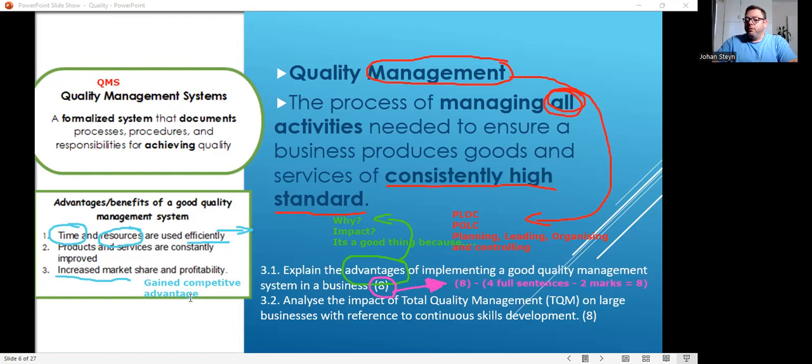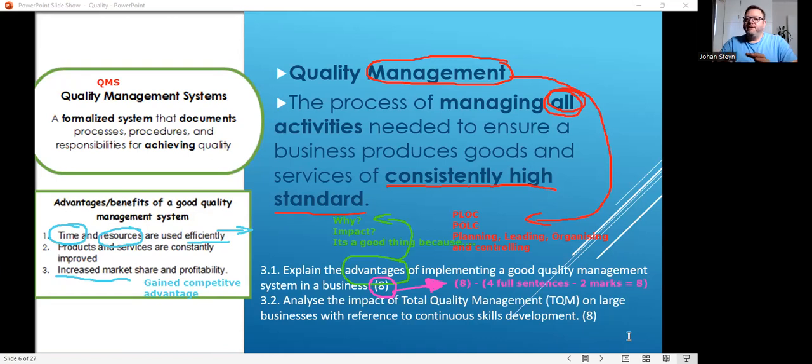That means the customers are going to come to you and not go to your consumers. So then also the next question, that example question that they give you is: analyze the impact of total quality management on large businesses with references to continuous skills development. Now that we'll get to, but I just want to show you that quality management system, QMS, and total quality management is not necessarily the same concept.